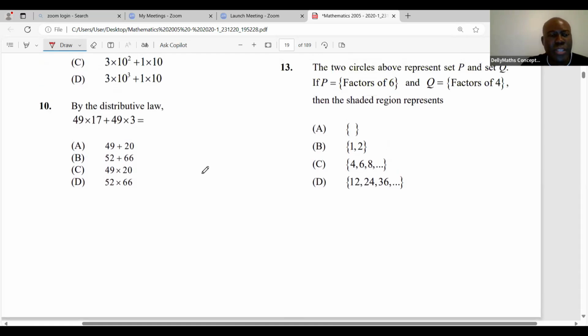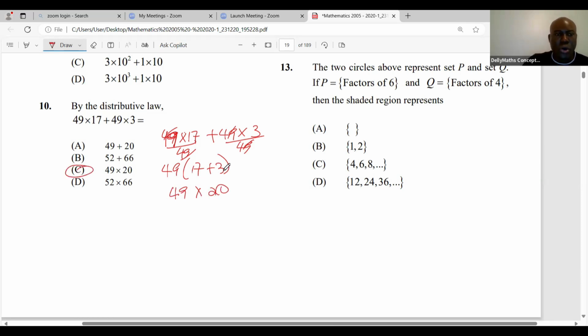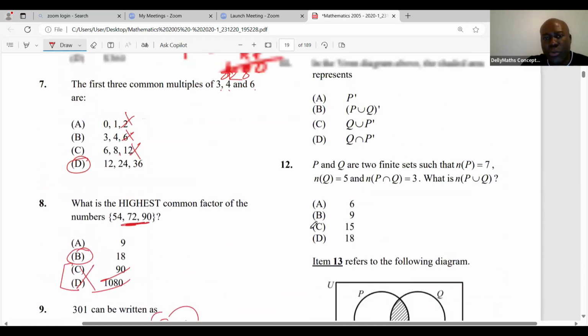By the distributive law, what could this be? What I'm going to do here is to apply my factorization skills. Because when you factorize by the highest common factor, you're actually doing the distributive property backwards. So the common factor is 49. 49 into this will leave me with 17. 49 into this will leave me with 3. So what I'm looking at is 49 times 20, and that is actually C. So we apply ourselves and we keep going.